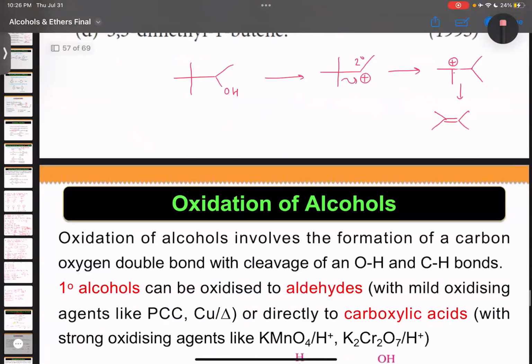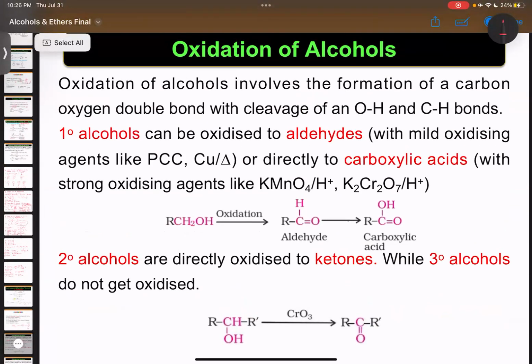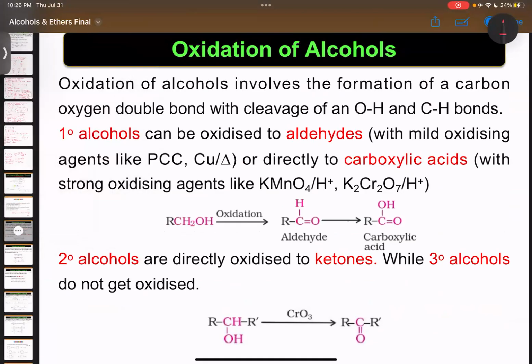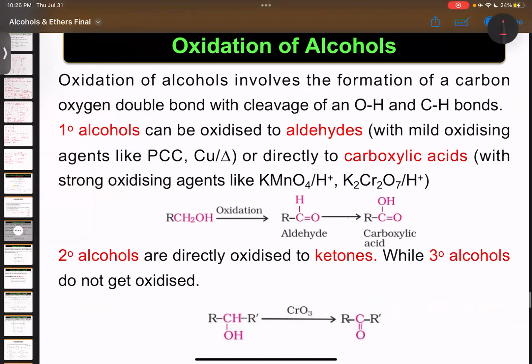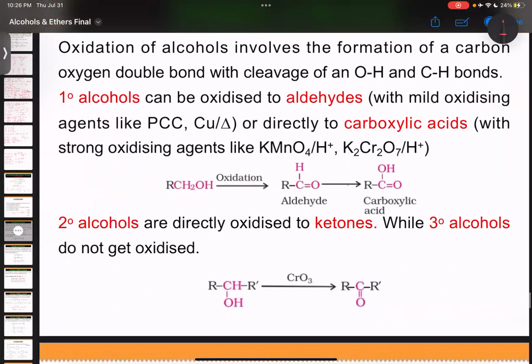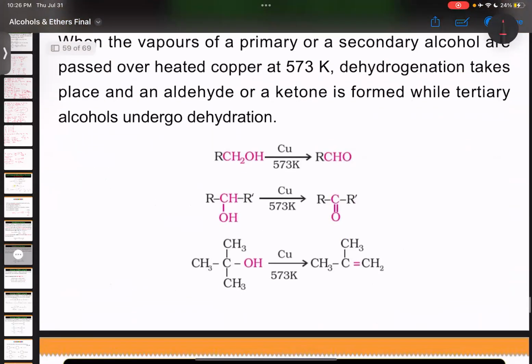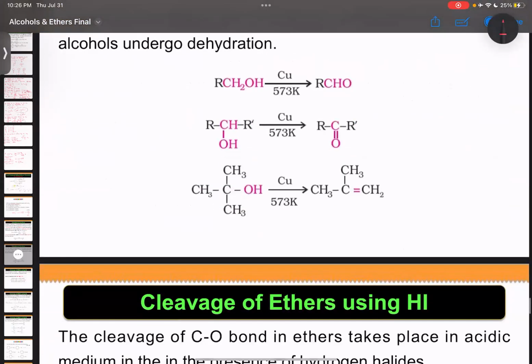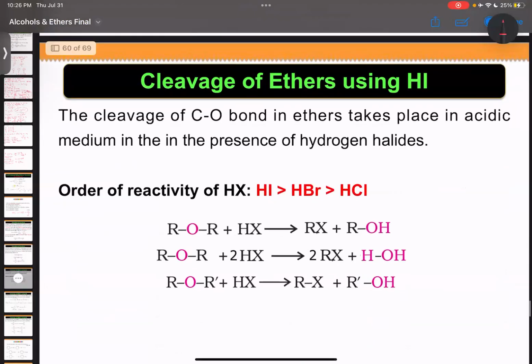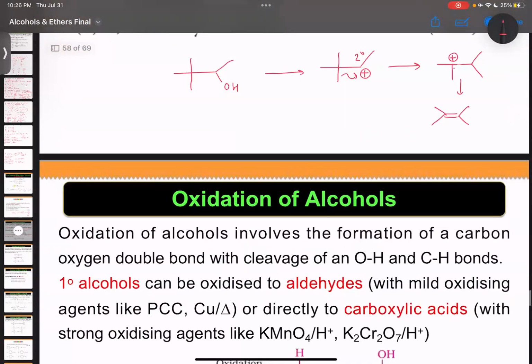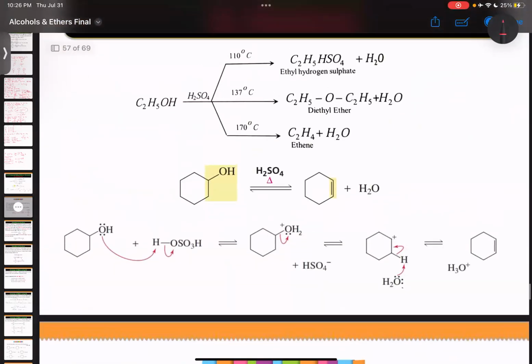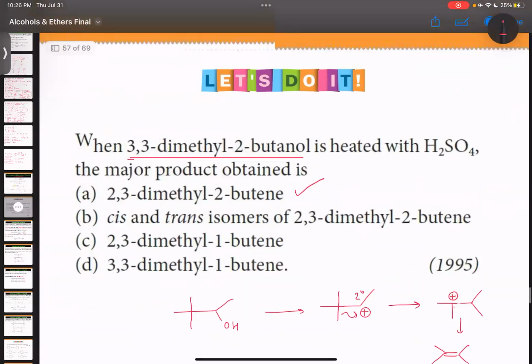Let's do some more questions. Oxidation part. In oxidation, we have seen weak and strong oxidizing agents, and today we have discussed all of that. Copper is a mild oxidizing agent. So primary alcohol you will end up with aldehyde, secondary alcohol you will end up with a ketone, right? Dehydration and all we have discussed.